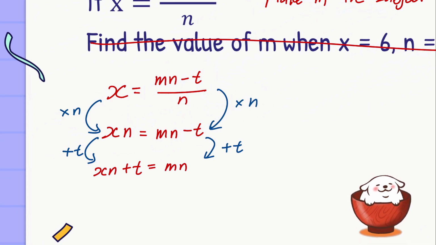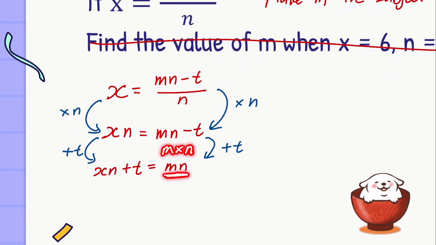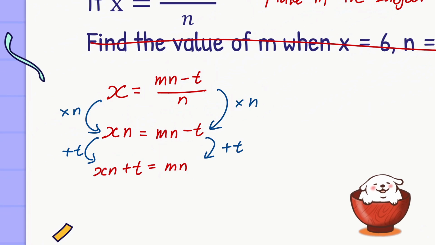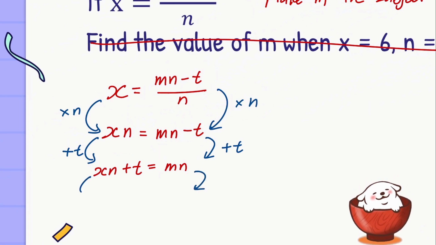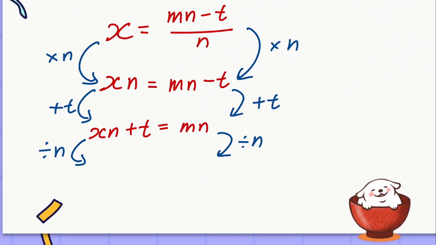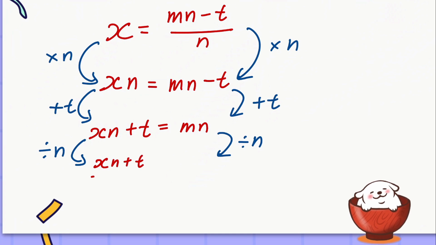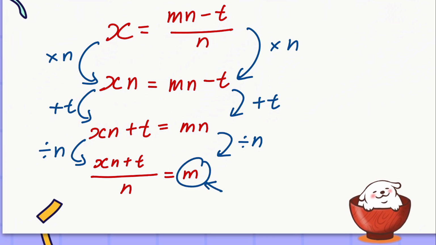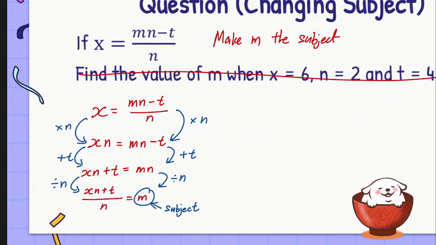And for the final step, mn is simply m multiplied by n. We don't want the n over here. So instead of multiplying n, the opposite of multiply n is to divide n. So we're going to divide n on both sides of the equation, and this will finally give us xn plus t over n equals to m, where m is now the subject. Is that clear, everyone?